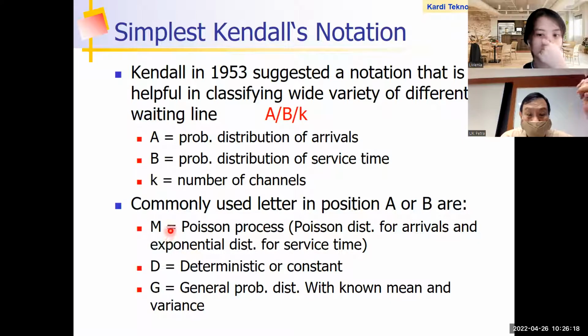When we say M here, it means a Poisson process. It means the probability distribution of arrival will be Poisson, and the probability distribution of service time will be exponential. So for a Poisson process, arrival will be Poisson and service time will be exponential. These two are the same thing.